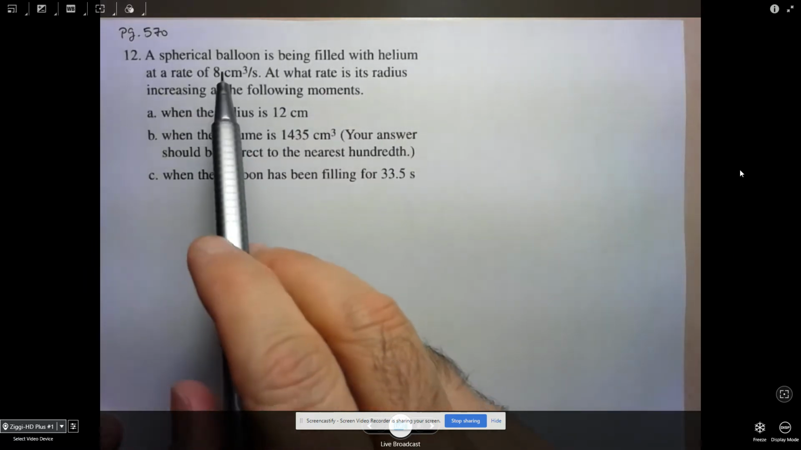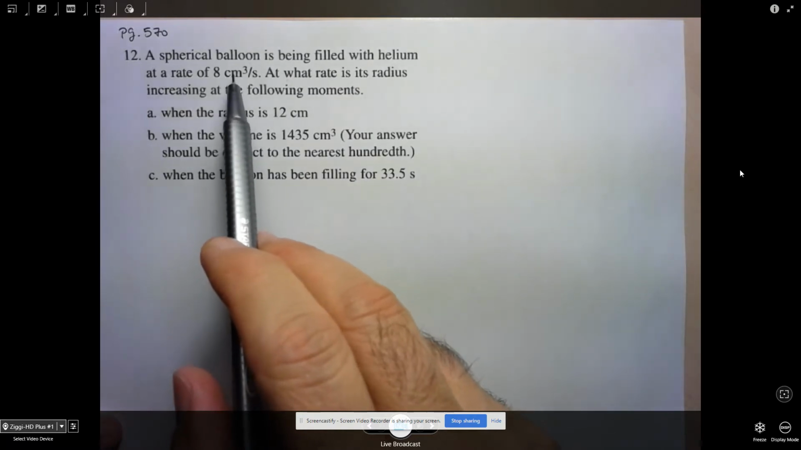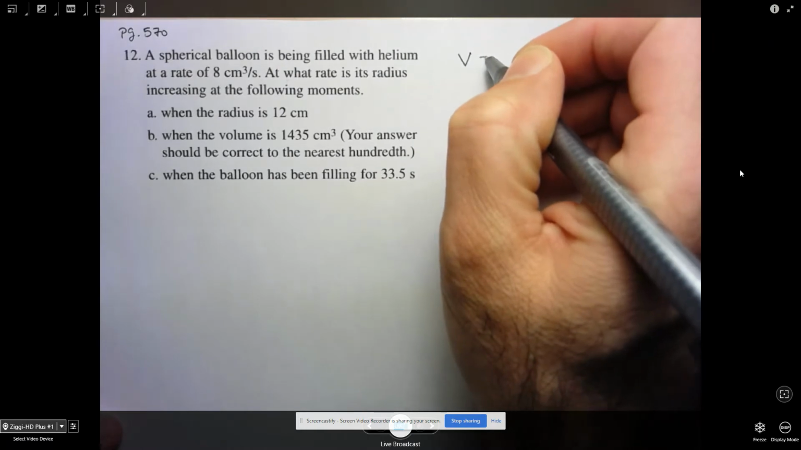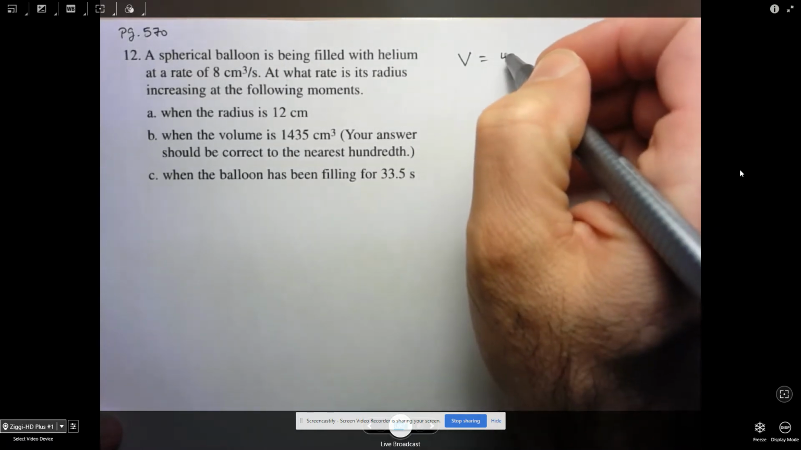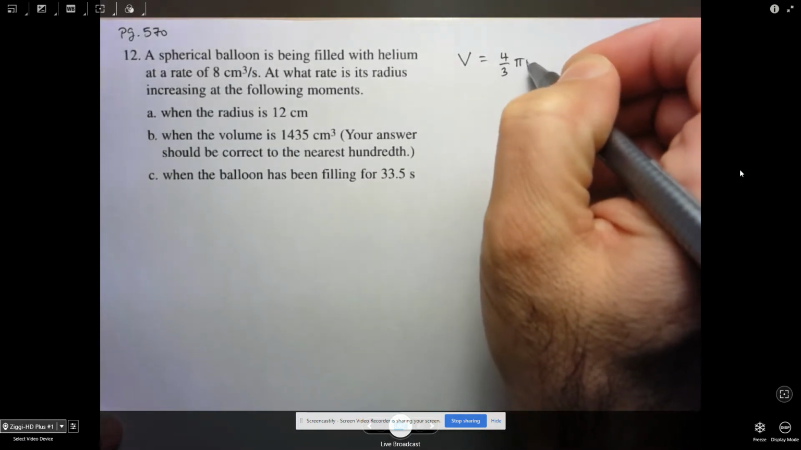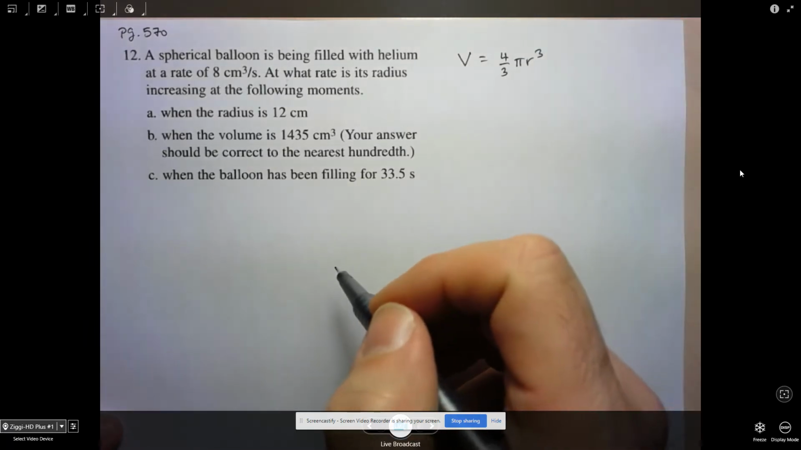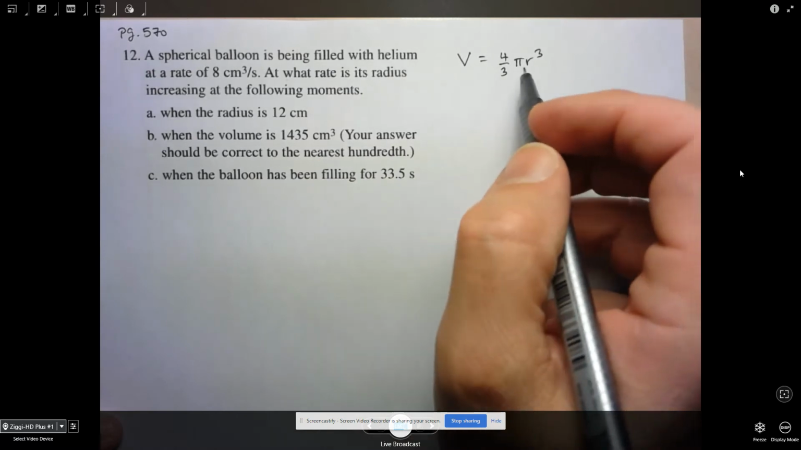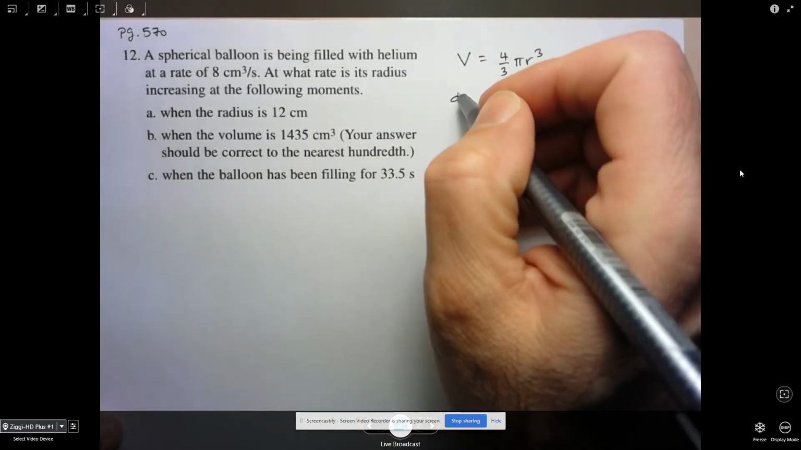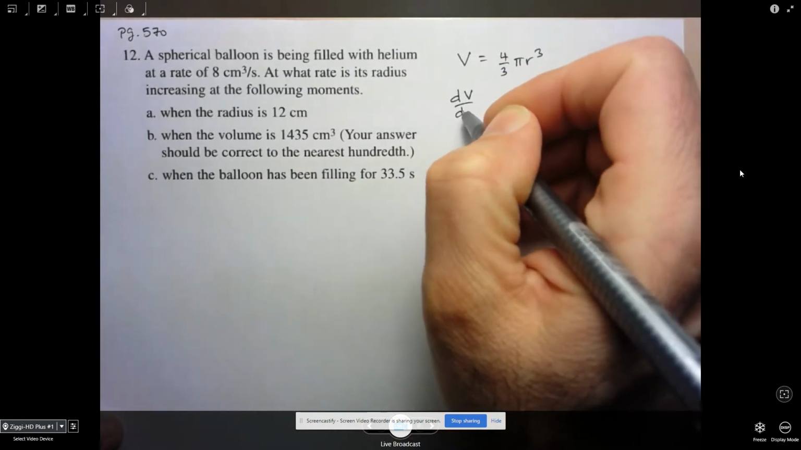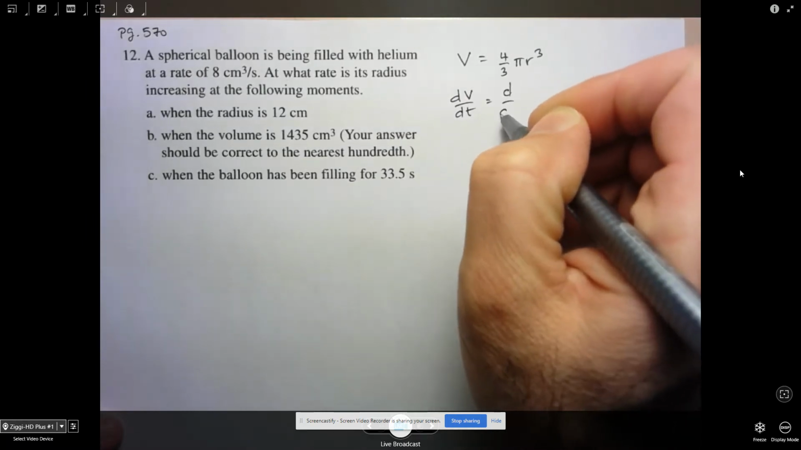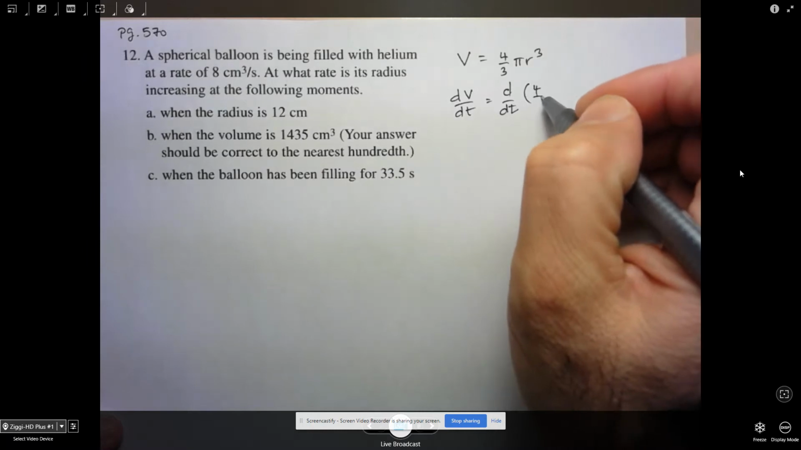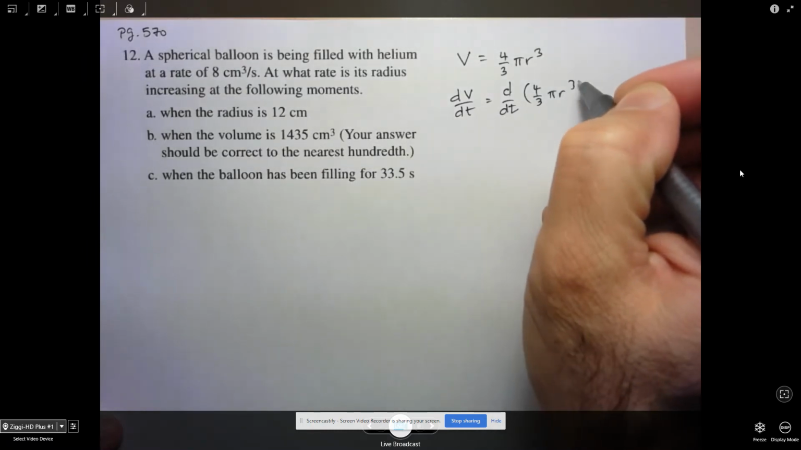So we're relating volume, because we're filling up the balloon with air, and radius. So we're going to have to work with the volume formula for a sphere. So that's volume equals 4/3 pi r cubed. And since we're dealing with rate of change with respect to time, I'm going to take the derivative with respect to time of both sides. So dV/dt is equal to the derivative with respect to time of the other side of the equation. So 4/3 pi r cubed.